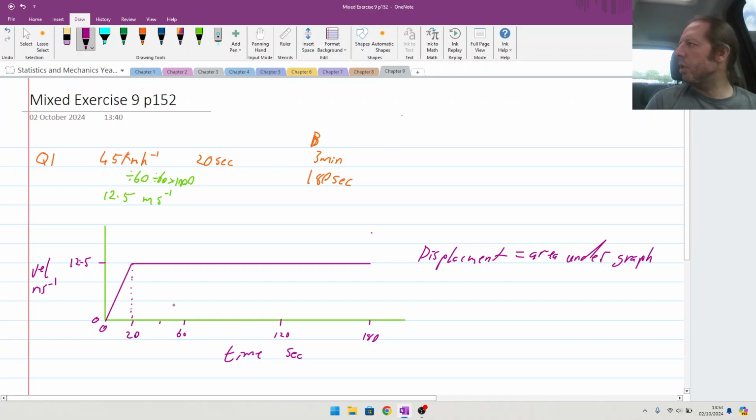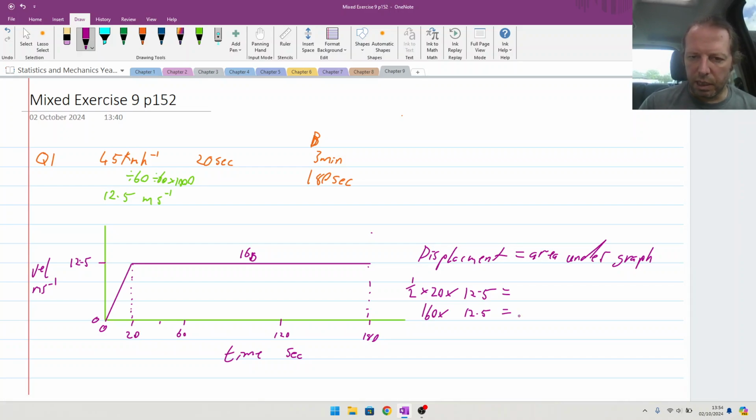It is a trapezium. I could do it as a trapezium, but I'm going to go with that first bit of the triangle and do a half times 20 times 12.5. And then I am going to be looking at this distance here, which is 160 coming across, 180 take away 20. And of course the 12.5 coming down here. So I've got 160 times by 12.5 as well.